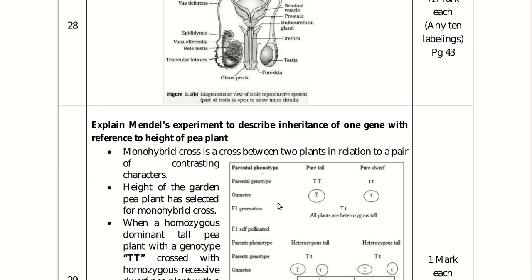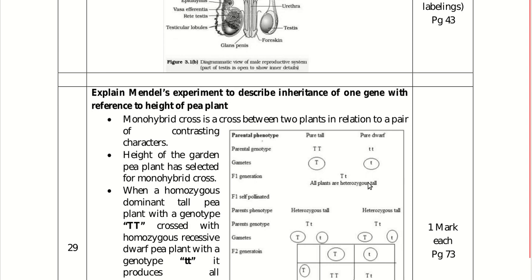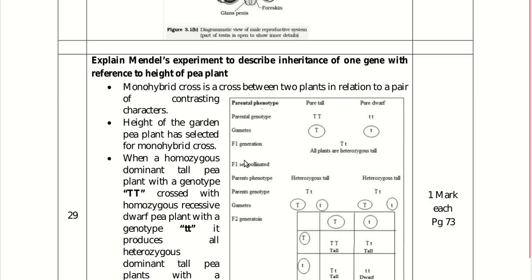cross. It is a cross between 2 plants in relation to a pair of opposing characters, that is pure tall and pure dwarf. So height of the garden pea plant has been selected for monohybrid cross. When a homozygous dominant tall plant is crossed with a homozygous recessive dwarf plant, the F1 generation produces hybrid tall or heterozygous tall. So when F1 is self-pollinated, that is the F2 generation.